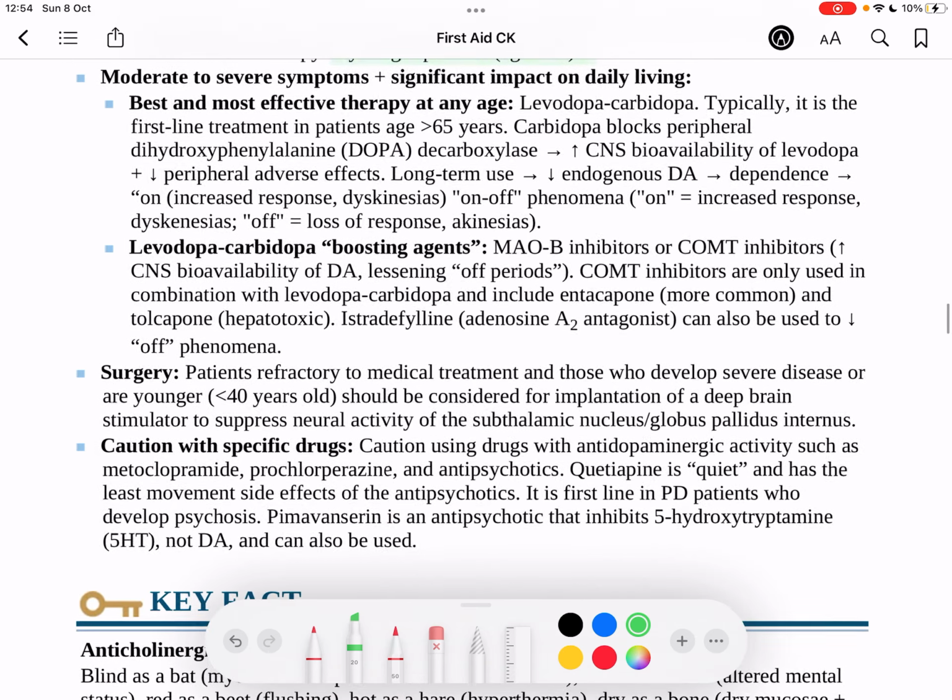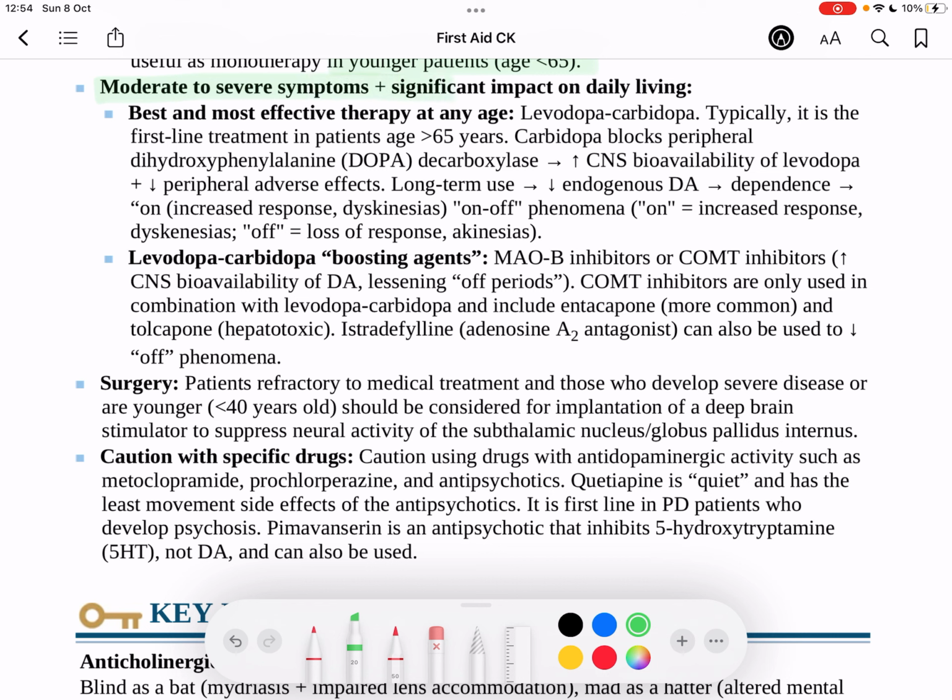Now, let's talk if the patient has moderate to severe symptoms with a significant impact on daily living. The best and most effective therapy now is the levodopa-carbidopa. It's by far the most effective drug, so I've got to reserve that for patients who have got the severe symptoms. Typically, it is also a first-line treatment for patients above 65 years old, and this concept here I've already described above. This is just describing how carbidopa blocks the peripheral conversion of dopa in the circulation.